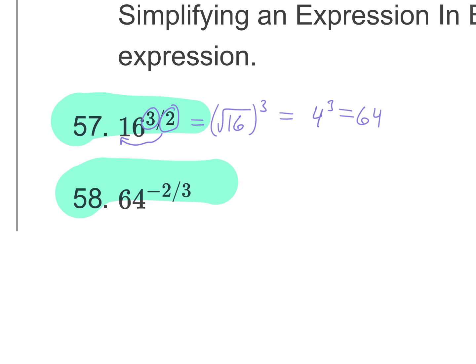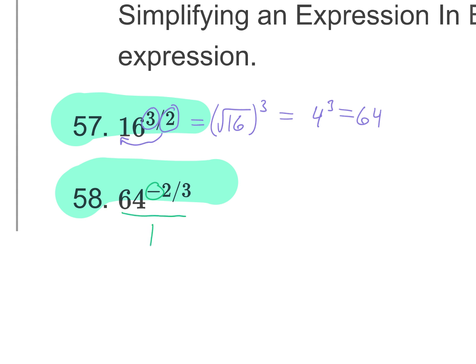For something like 58, what do I have to do first before changing it to a radical? What do I see there that I need to take care of? The negative, right? Good, guys, the negative exponent. I'm going to go over this one, and then I'll go over something that was on your quiz that I saw a lot of mistakes on.